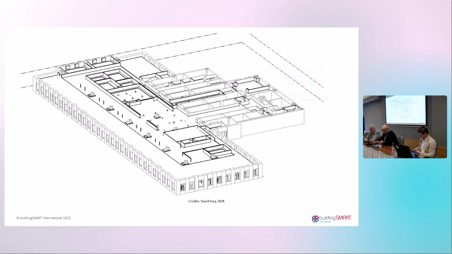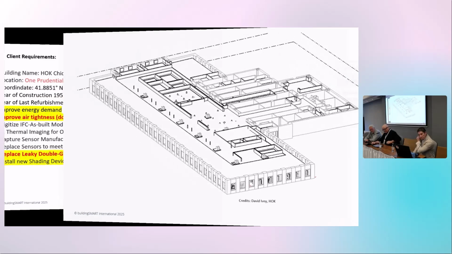So again, we're trying to improve energy demand, improve air tightness with documented air leaks via BCF, and then replace the leaky double glazed windows with triple glazed windows, again, with the Passive House standards.